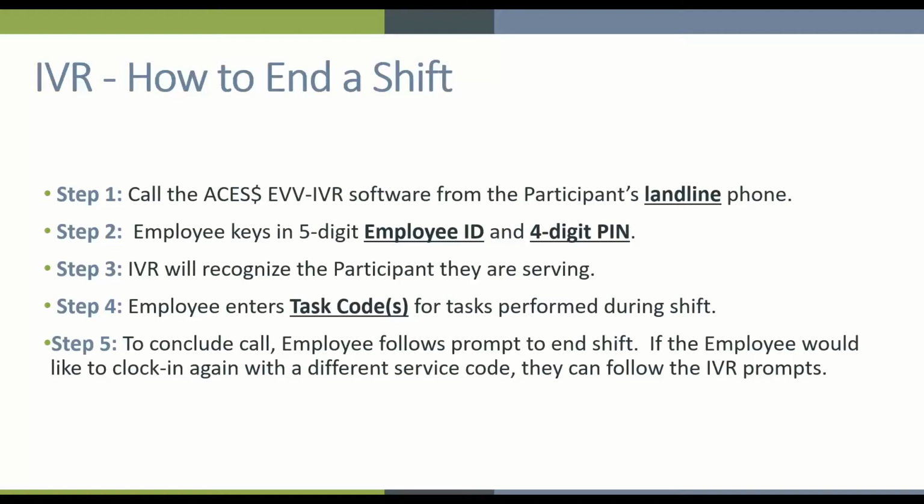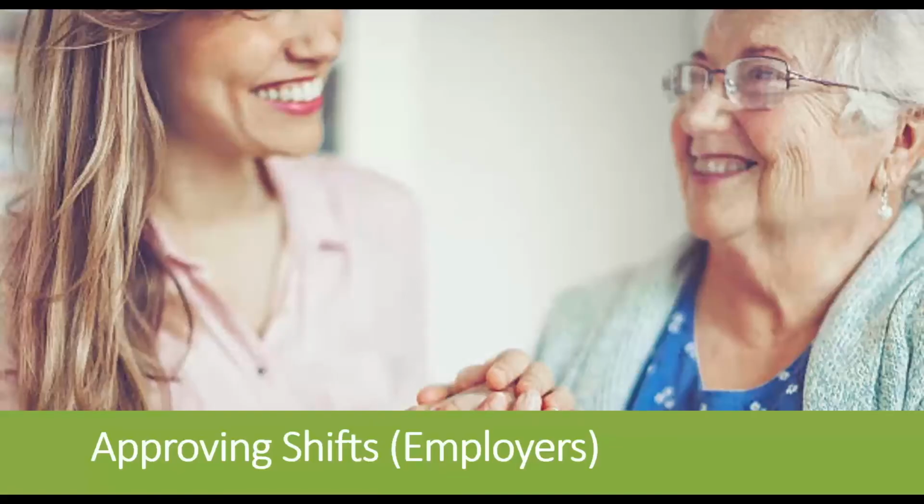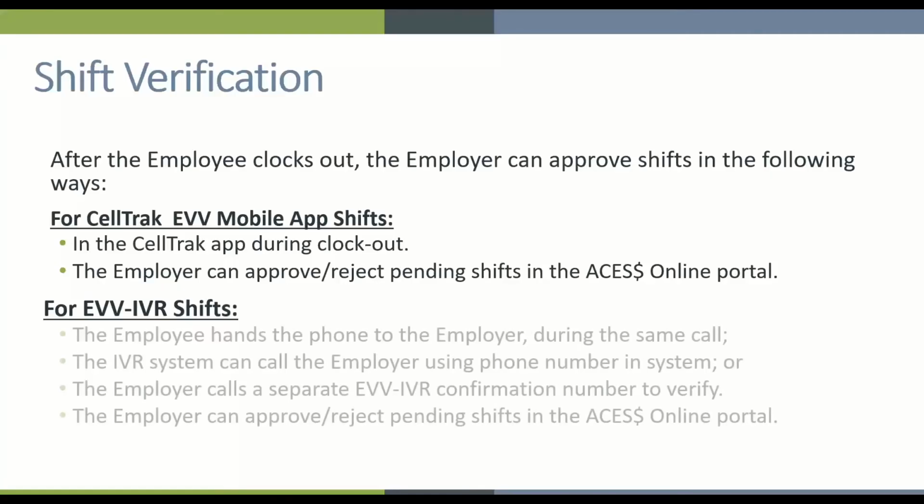So employees can clock in using the SalTrack mobile EVV app at the time the shift begins and then ends. If needed, they can adjust it before clocking out. Okay. And employees can also use the IVR if they do not have a smartphone or smart device. Now, employers, let's talk about how you approve time. So employers, again, you are the only ones who can approve time.